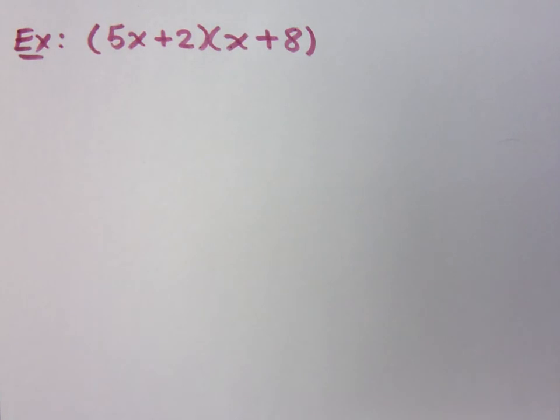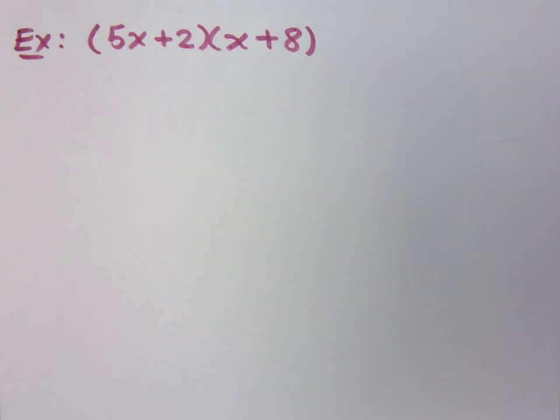Now, let's look at multiplying 5x plus 2 times x plus 8. It's frozen. Yeah. You're frozen. I won't help you out anymore. I would have figured it out eventually with the looks on your faces, I hope.